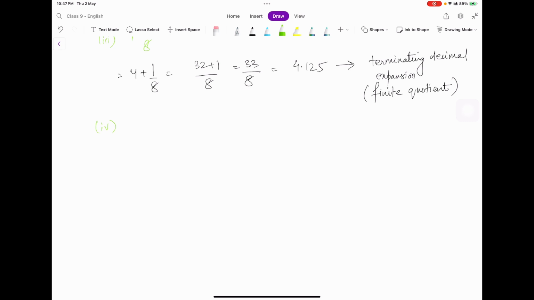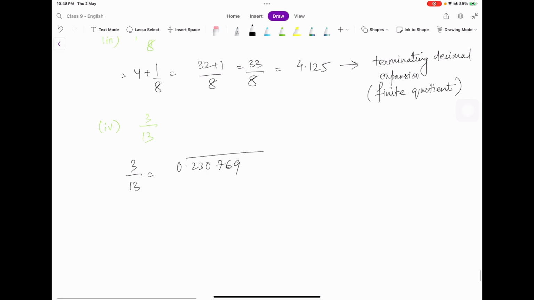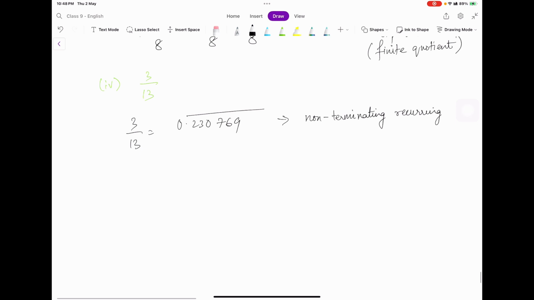Okay, 3 by 13. So 3 by 13, the repeating part is coming as 0.230769. Okay, this is the repeating part. This is non-terminating recurring. See, this is not in the form of 2 to the m into 5 to the n, so it will be non-terminating recurring only.